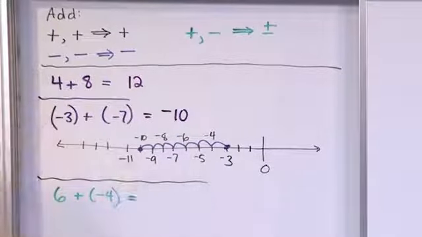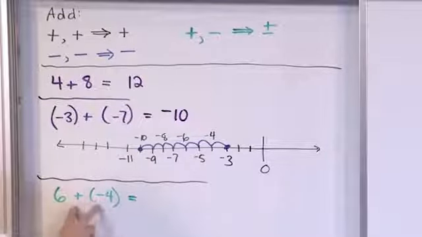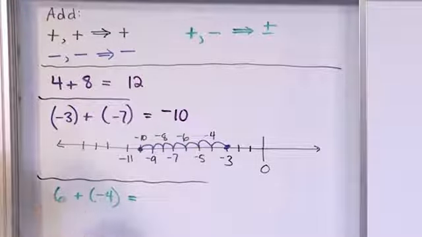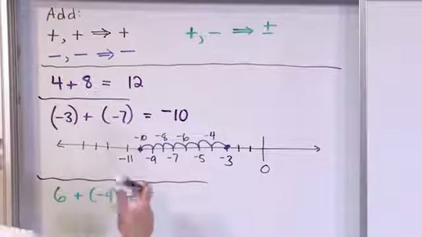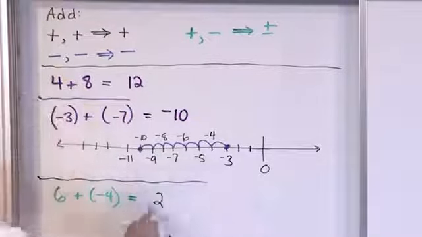The bottom line is, if you're adding together two numbers that have different signs like this, then what you do is you kind of forget about this sign for just a second, and you subtract these numbers from one another. So 6 minus 4 is going to give you 2. Okay, that's going to be the number.